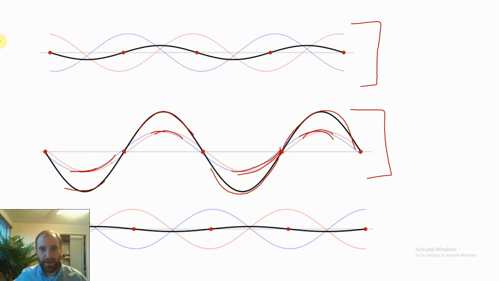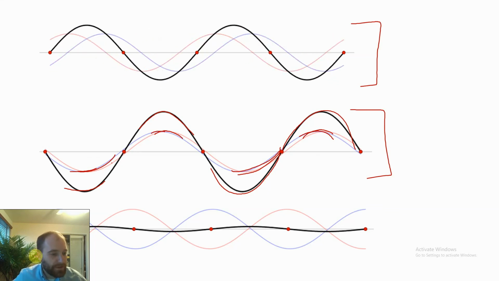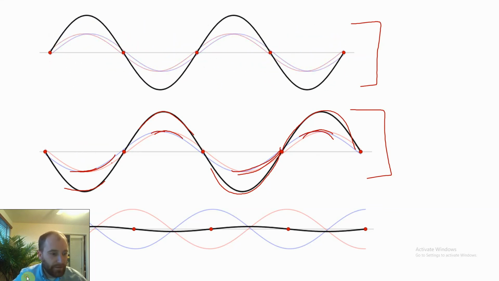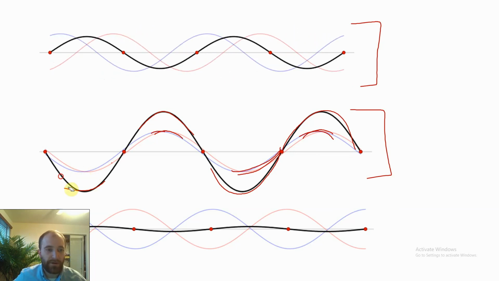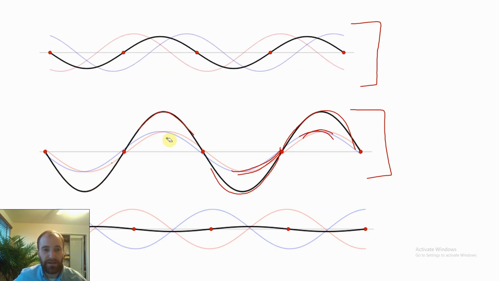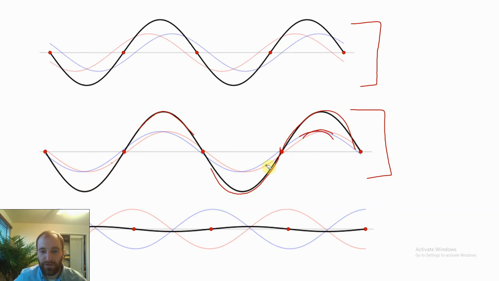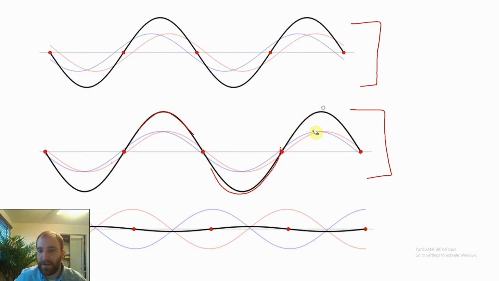So you can kind of see, or what I want you to get out of this, is that these two waves interfering with one another would create this. These two interfering would create that. These two interfering creates this, and these two interfering creates that.